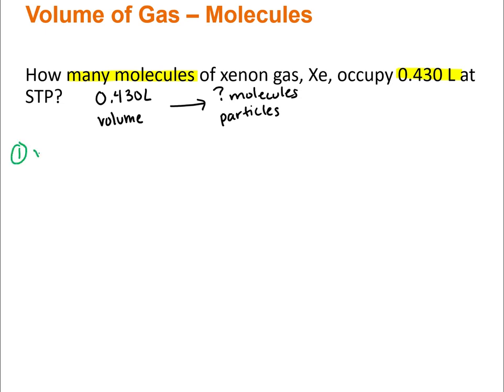The first one is to go from volume to moles. With all of these, if you don't see moles as a given or what you need, you have to go through moles to get there. For gases, to go from volume to moles, we use molar volume. This will always be the same when you're doing volume to moles. It will be the same unit equation and the same unit factors.